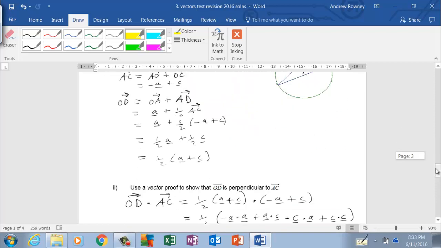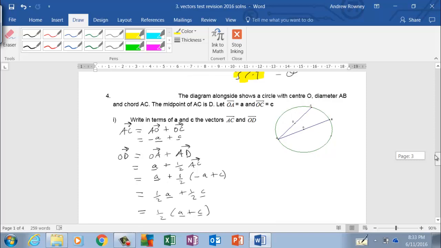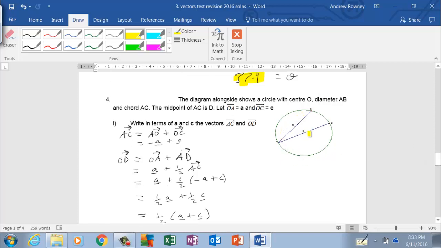The last one is a proof question. So we've got a circle centre O, diameter AB, and there's a chord AC. The midpoint of that is D. So that means we can draw a line there and a line there to say they're equal lengths. OA is vector A, that's that way. OC, which is this one, that we're calling C. Right, in terms of A and C, find the vectors AC and OD.